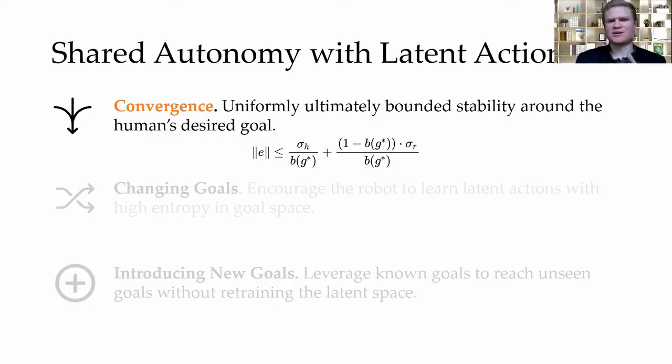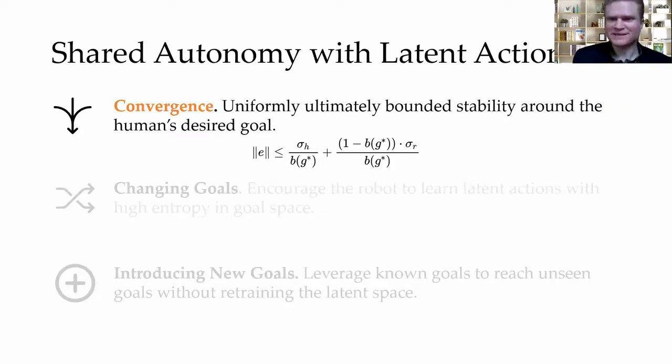So when we combine shared autonomy with learned latent actions, what do we get? What are some of the properties that we have here? Well, the first one, and perhaps the most intuitive, is that if we incorporate shared autonomy, helping the robot reach and maintain these goals, the robot becomes constrained to some region about this goal. More formally, we can say that we have some convergence properties, where the robot is uniformly ultimately bounded about the human's desired goal. And the size of that bound, the radius of that bounding ball, decreases as the robot becomes more confident that that's the goal you want to reach.